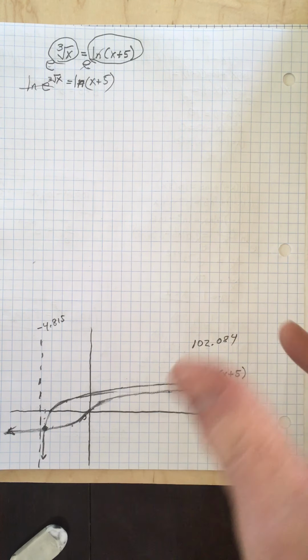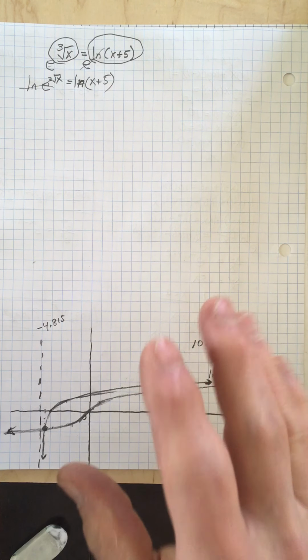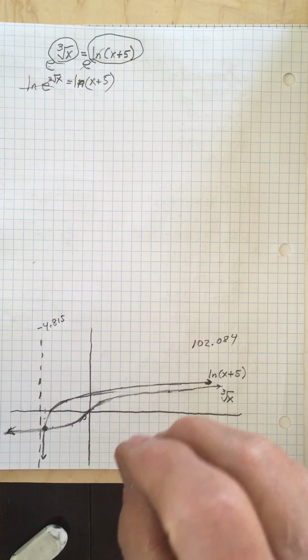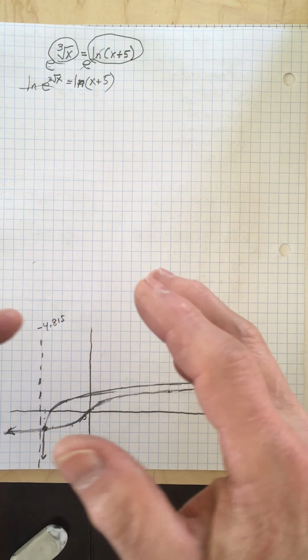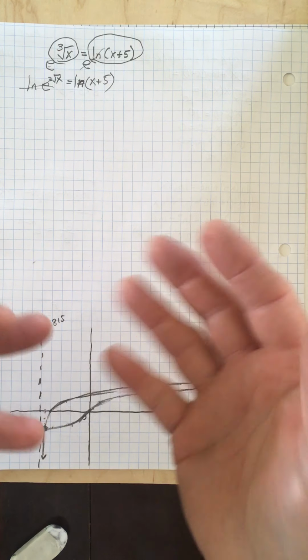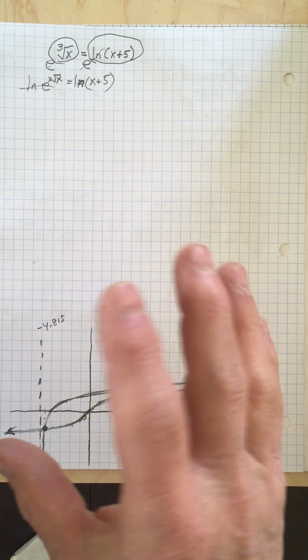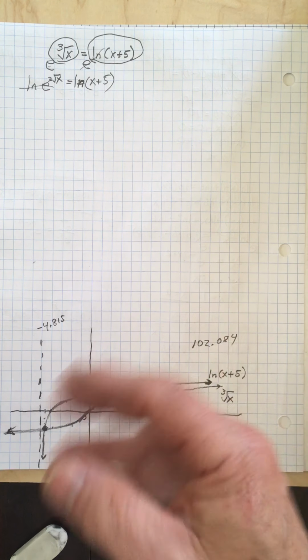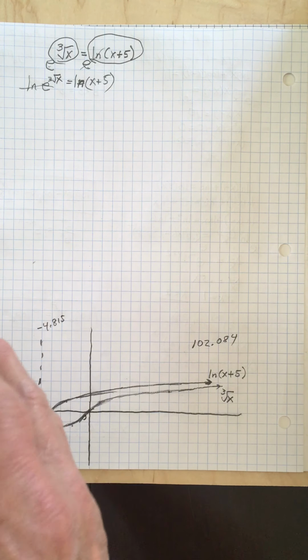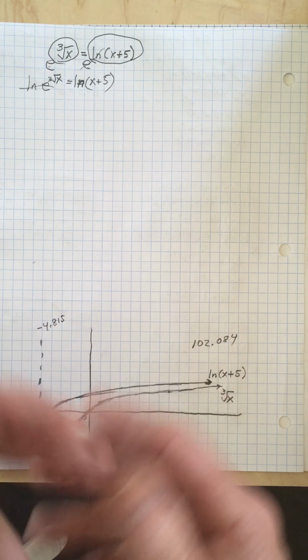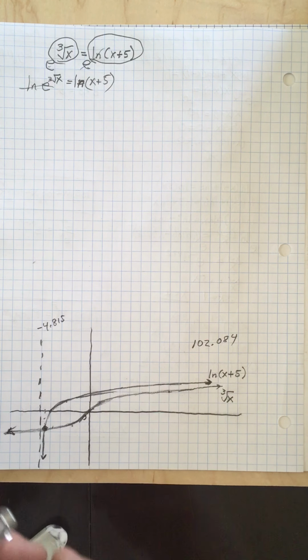Okay, next time we'll wrap up 5.4. We're going to look at how to make base changes so that we can use our calculator to figure out some of these log problems where the base isn't e or 10. And then we'll solve an application using that.